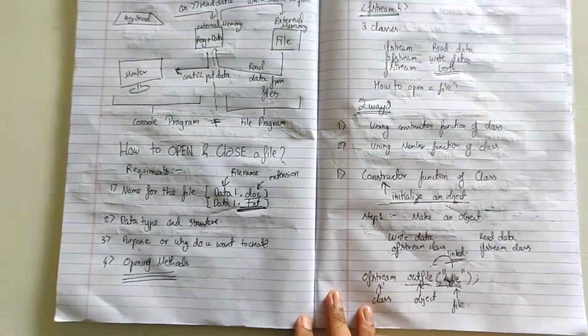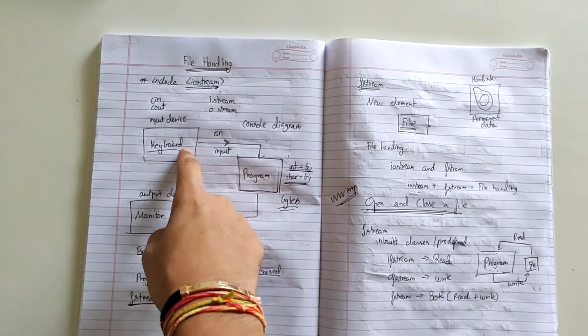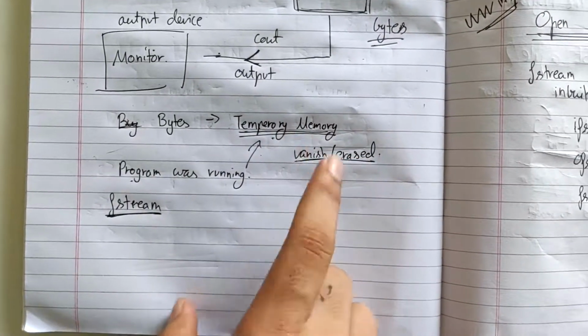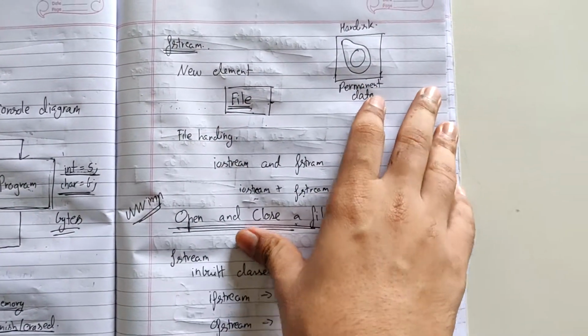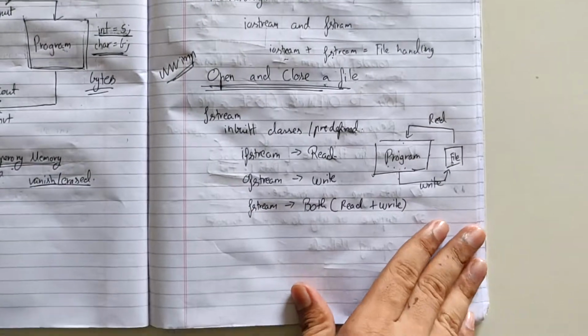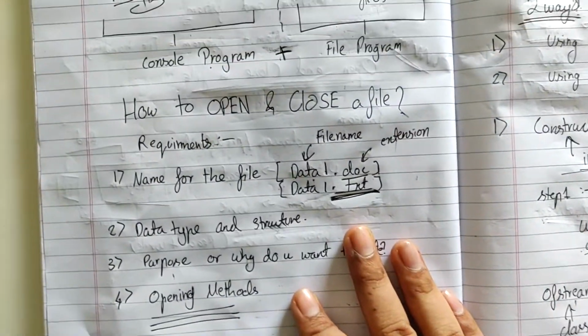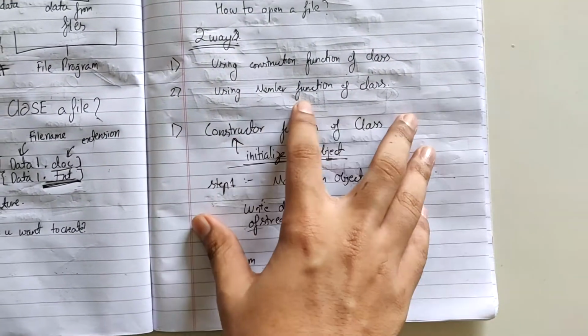That was file handling. We started from here. We first studied how iostream works, how it is stored in temporary memory, and then we did fstream, which was over here, how fstream will store it as permanent data, on the hard disk. We did open and close functions, how to open and close a file. The two methods to open and close a file were the constructor method and the member function method.